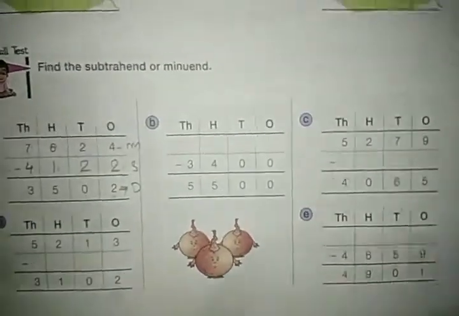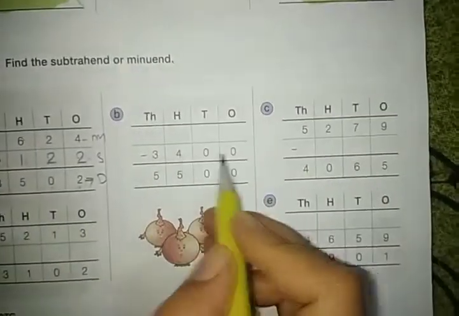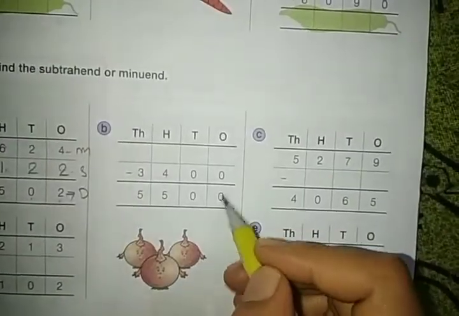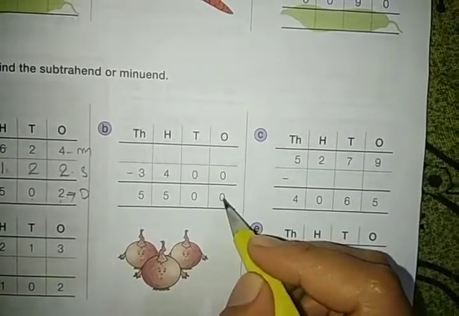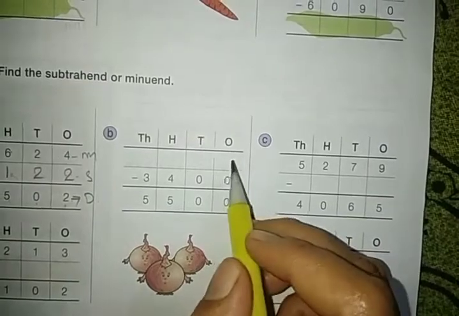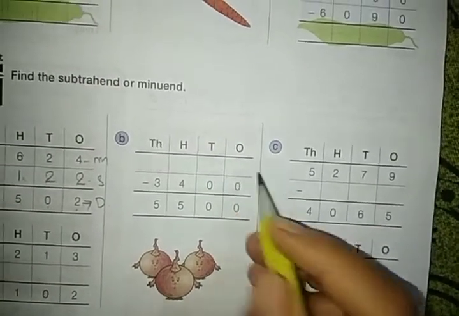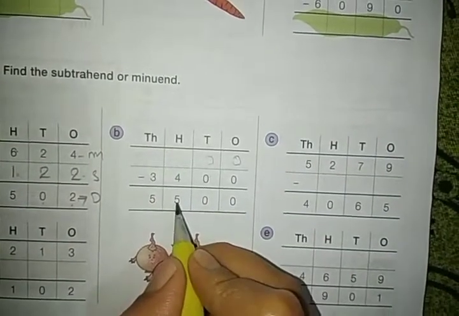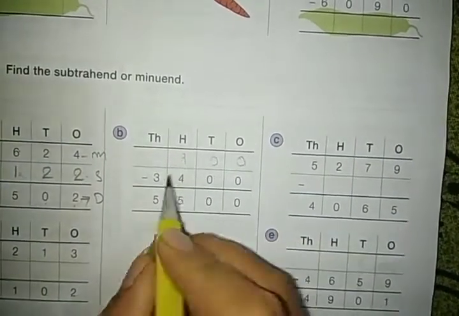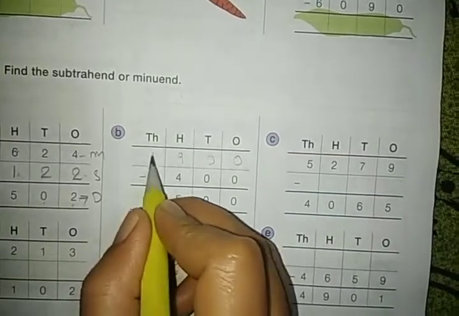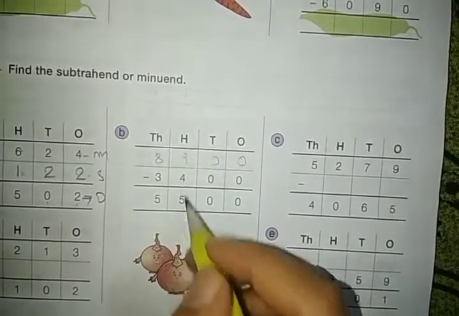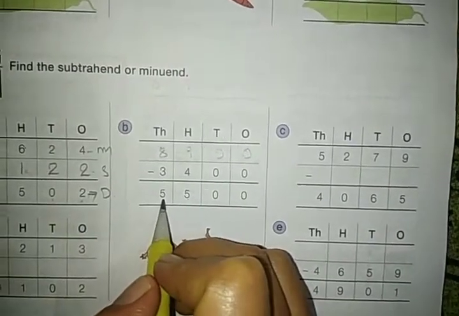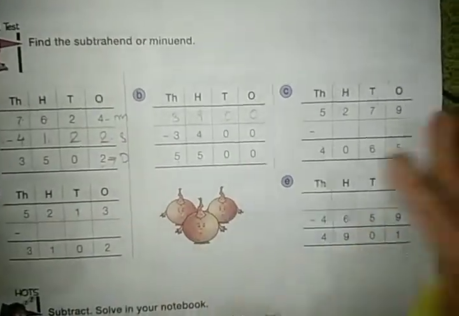And children, if they have given the subtrahend, then it will be easy to find the minuend. Directly we are going to add the subtrahend and the difference, so that you will get the answer minuend. 0 plus 0 is 0. 0 plus 0 is again 0. And 5 plus 4 is 9. 3 plus 5 is 8. Now see, 9 minus 4 is 5. 8 minus 3 will be 5. Okay, like this you are going to solve the remaining 3 numbers.